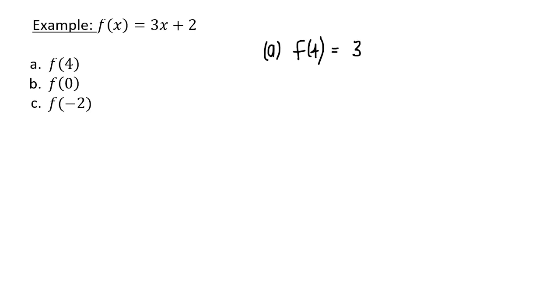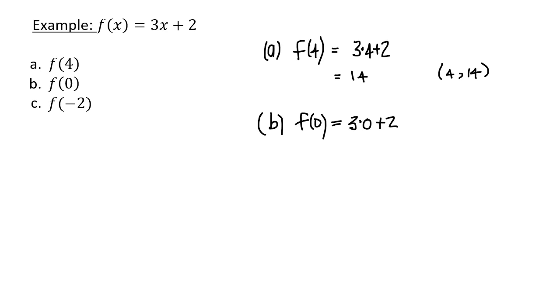So that is 3 times 4 plus 2. So that is 12 plus 2, or 14. We've actually generated an ordered pair here. x is 4, y is 14. For part B, I want to evaluate f at 0. So when x equals 0, I have 3 times 0 plus 2. So that equals 2. So the ordered pair here is x is 0, y is 2.